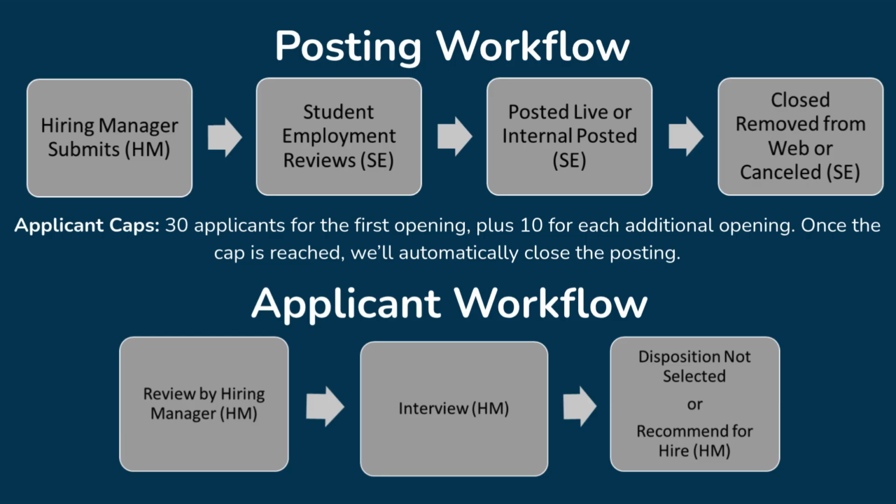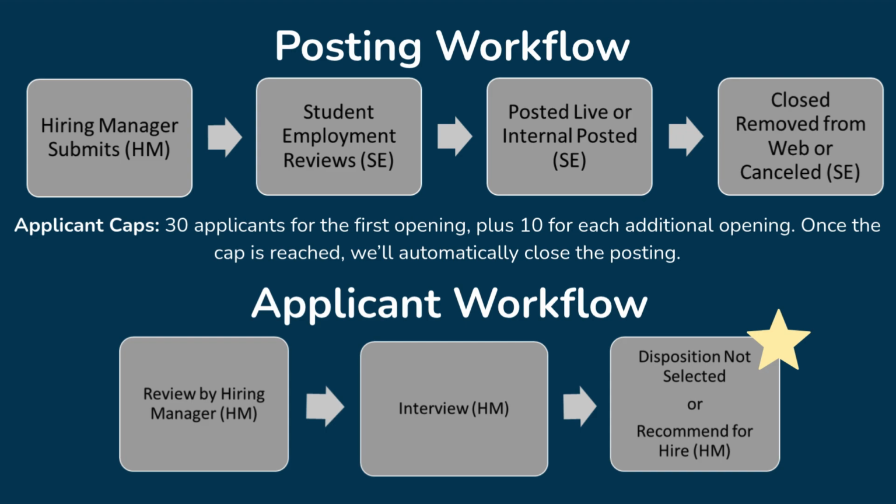Speaking of dispositioning, applicant dispositioning is the process of categorizing and documenting the final status of the application. For example, recommended for hire, interviewed, withdrew, etc., and the specific reasons for their non-selection. In the talent management system, hiring managers must update the applicant status within 4 weeks of the application date. Based on the selected status, the student will receive an automatic email notification. All disposition statuses and email triggers are listed on the Student Employment Disposition Information Sheet.